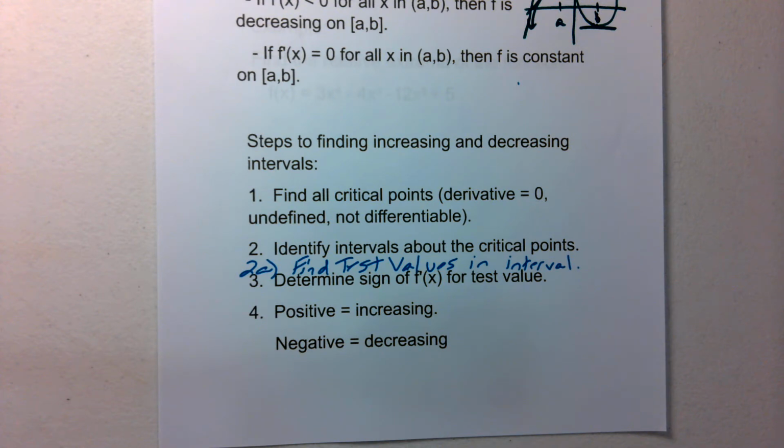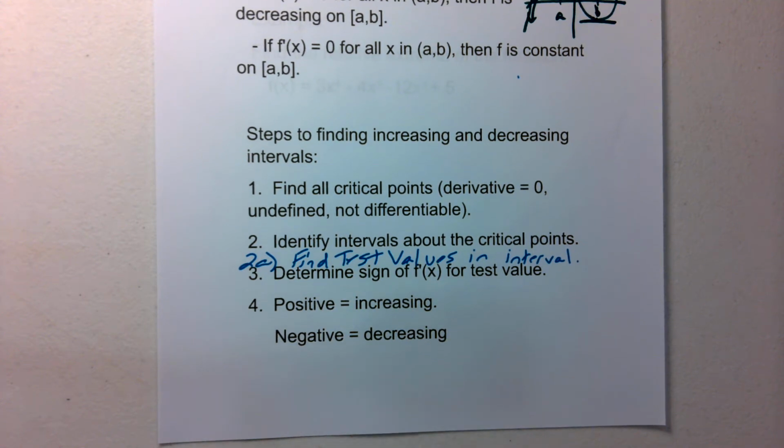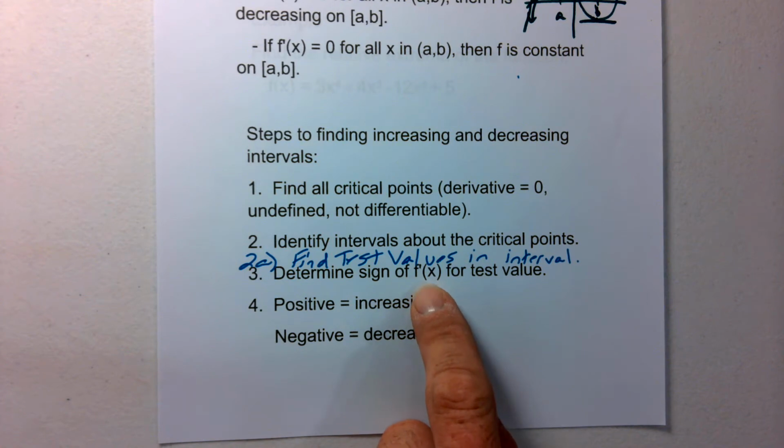And then we're going to determine the sign of f prime of x. If it's positive, it's going to be increasing. If it's negative, it's going to be decreasing. When we determine the signs of f prime, we're actually looking at the slope of those test values.